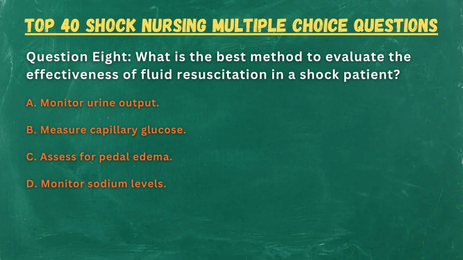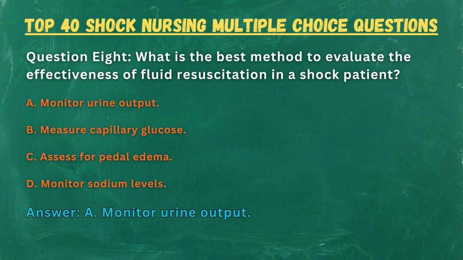Question 8. What is the best method to evaluate the effectiveness of fluid resuscitation in a shock patient? A. Monitor urine output. B. Measure capillary glucose. C. Assess for pedal edema. D. Monitor sodium levels. Answer. A. Monitor urine output.